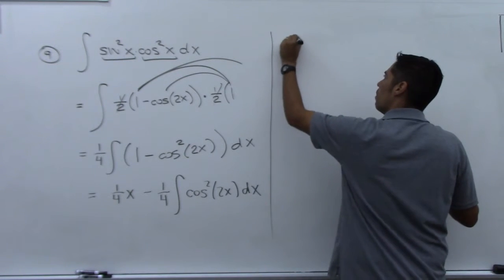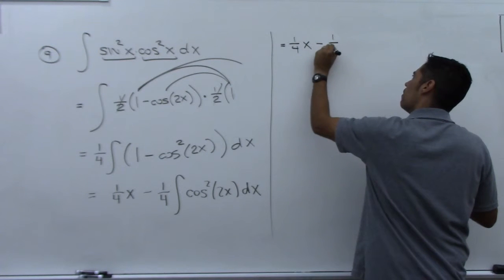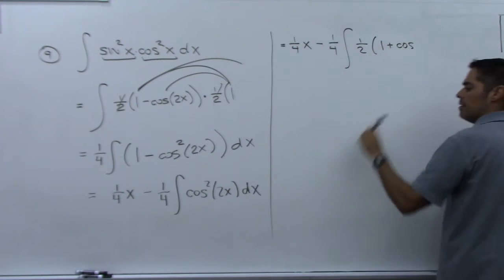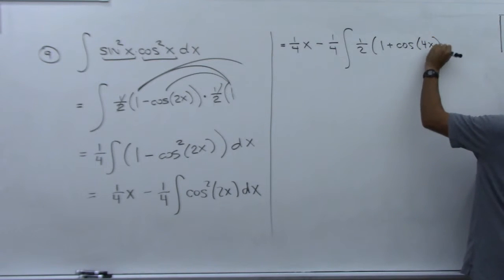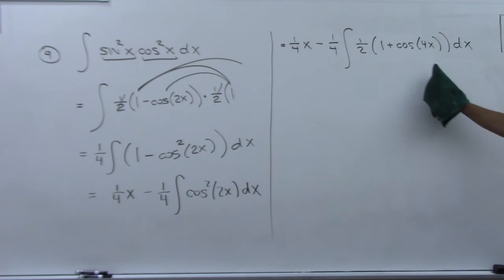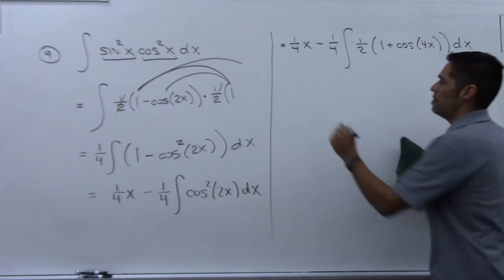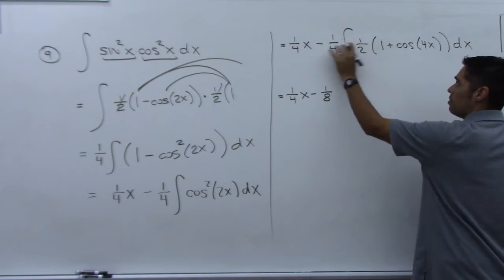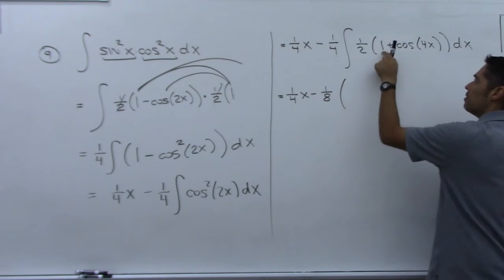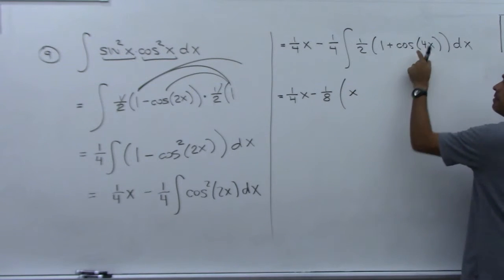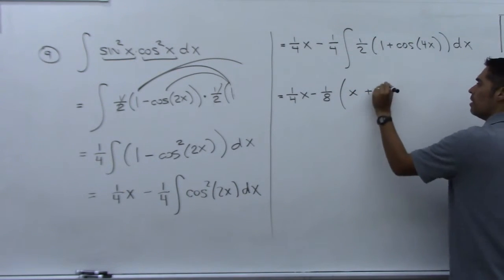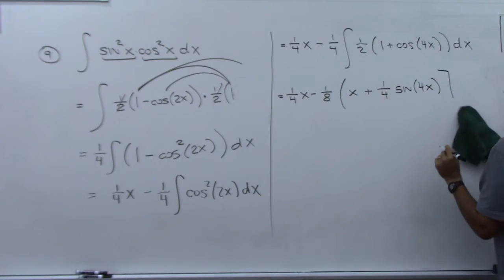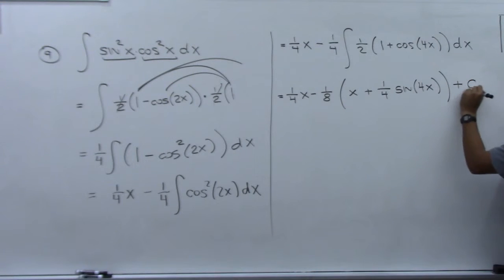So this becomes 1/4 x minus 1/4 integral, power reduce on that, 1/2, 1 plus cosine, double the angle, 4x dx. And we should be able to find the antiderivative of each of those individually. I'll have a 1/2 that comes out. So 1/4 minus 1/8, and then those two are taken care of. Let's find the antiderivative here. Antiderivative of 1 with respect to x is x. Antiderivative of cosine of 4x is going to be plus, because it's plus here, 1 over 4, because I have to scale by a, sine 4x. Parentheses. I use parentheses this time. Plus c.